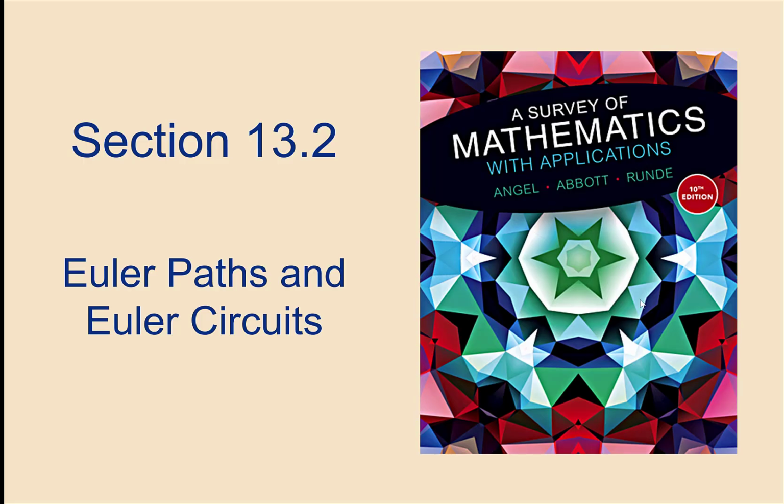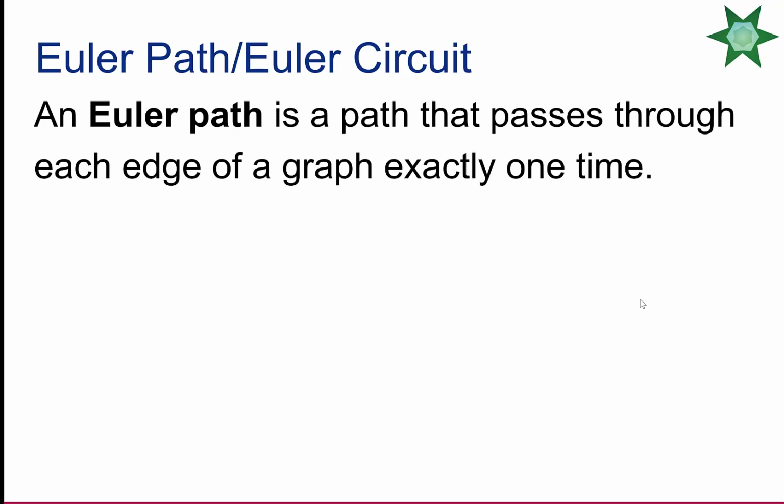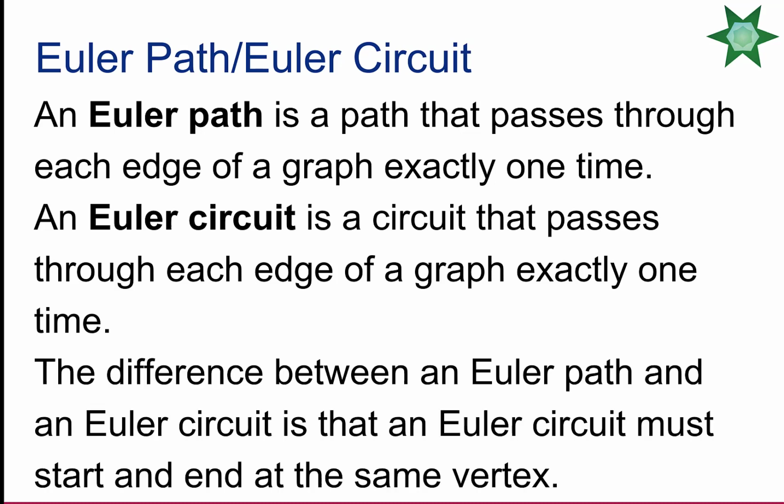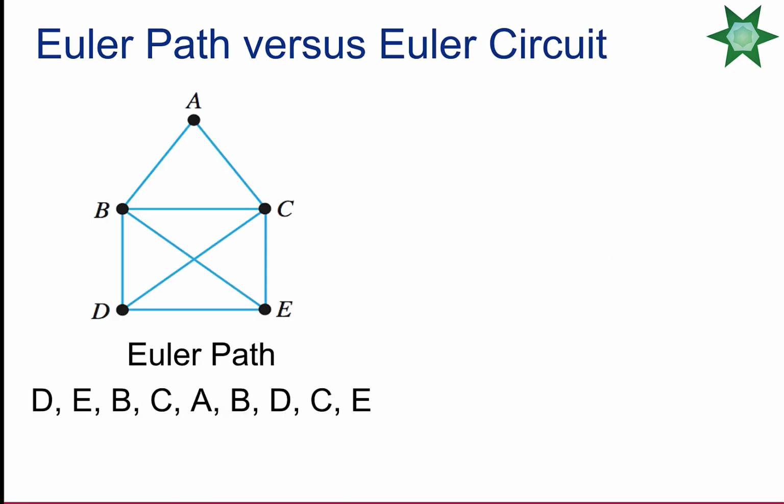Now in section 13.2, we're going to talk about some very special Euler paths and Euler circuits. An Euler path is a path that passes through each edge of a graph exactly once. An Euler circuit is a circuit that passes through each edge of the graph exactly one time. Remember, the difference between a path and a circuit is the circuit starts and stops at the same vertex.